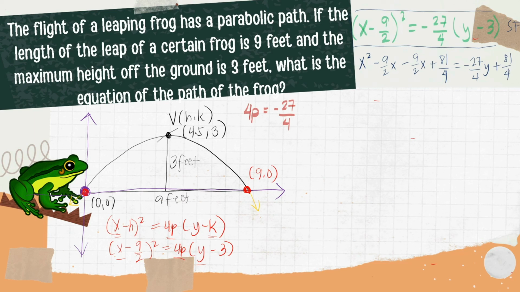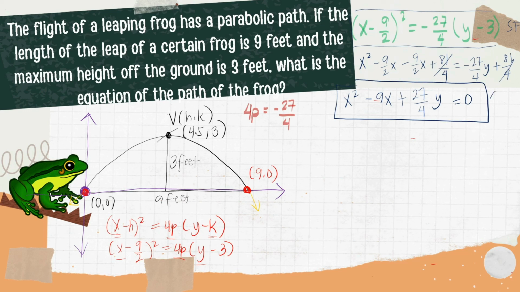So, next, let's just simplify this equation. So, x squared, negative 9 over 2x minus 9 over 2x. So, that is 18 over 2x, which is just negative 9x. So, lipat lang natin yung negative 27 over 4y sa left side. So, magiging positive 27 over 4y. And then, yung 81 over 4, cancel out na lang yan. So, ito yung standard or yung general form natin.